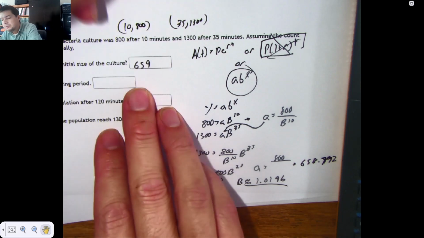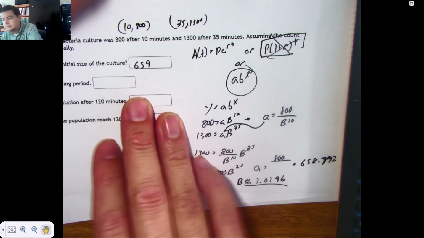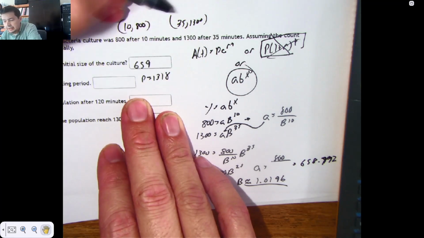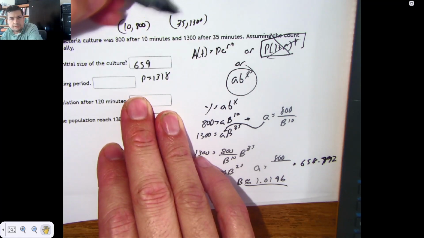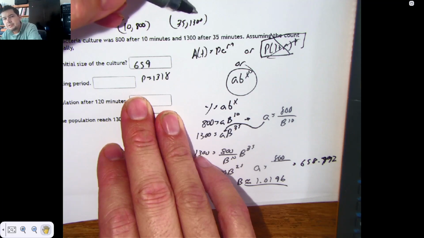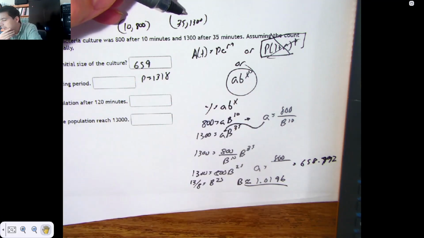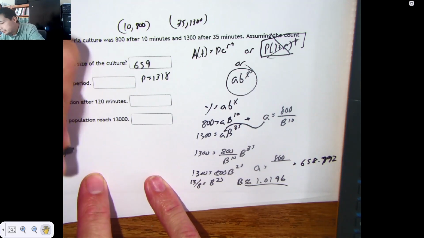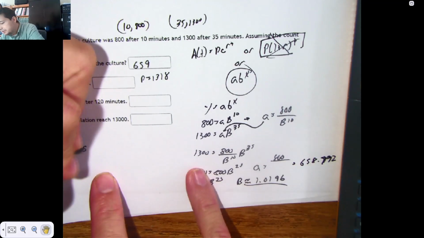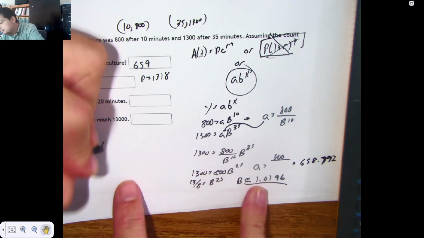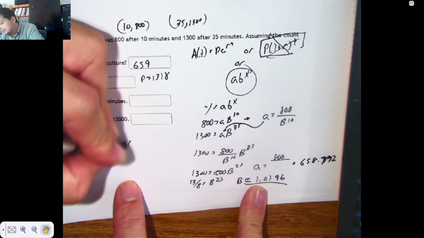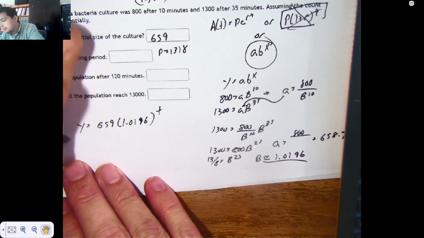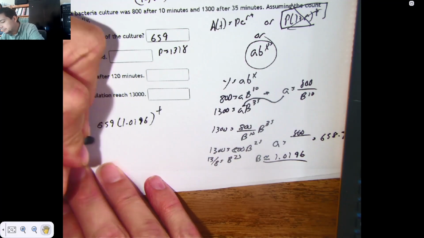Find the doubling period. The doubling period happens when the population is 1318. It ought to be really close to 35 minutes, right? 35 was 1300, so it's got to be right at 35 minutes. Our equation now, because we rounded up the life forms, is 659 times 1.0196 to some x value. And I want to know when it's going to be 1318.